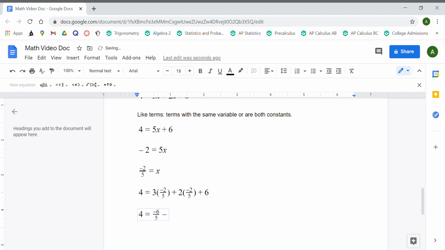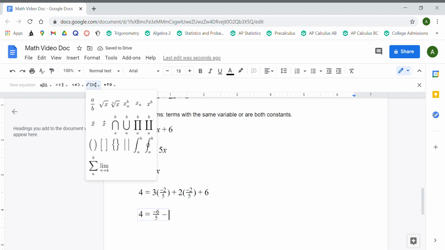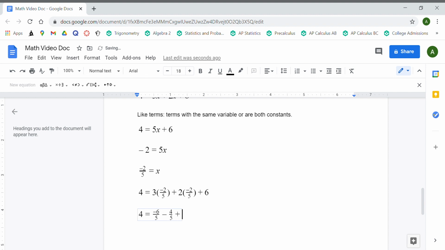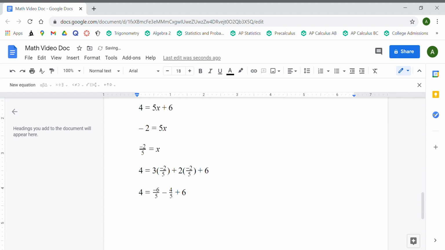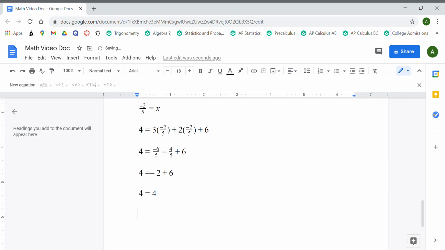We get minus 4/5 plus 6. So we have negative 6 minus 4 because we have like fractions. We get negative 10 over 5, which can be simplified to negative 2. Add 6 plus 6, and hopefully your check winds up at 4 equals 4. So there you have it, guys. That's how you solve equations with like terms.